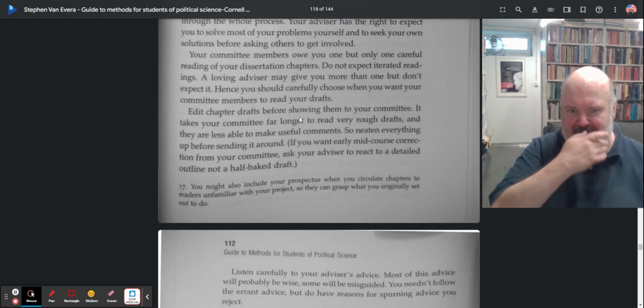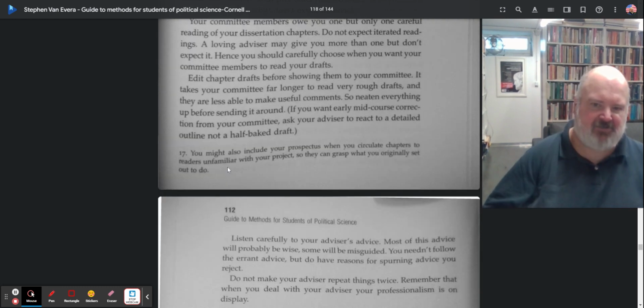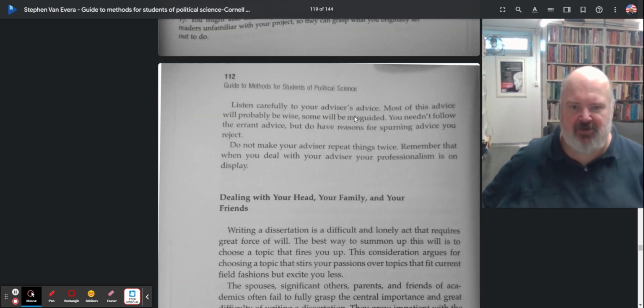Edit your chapters before showing them to your committee. It takes your committee far longer to read rough drafts, and they're less amenable to making useful comments. So neaten everything up before sending it around. If you want early mid-course corrections from your committee, ask your advisor to react to a detailed outline, not a half-baked draft.